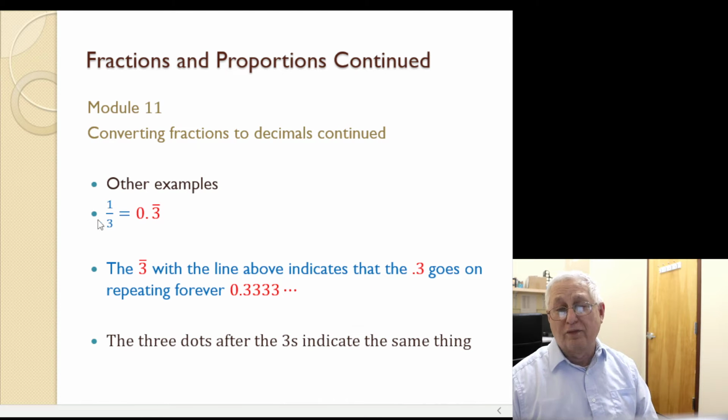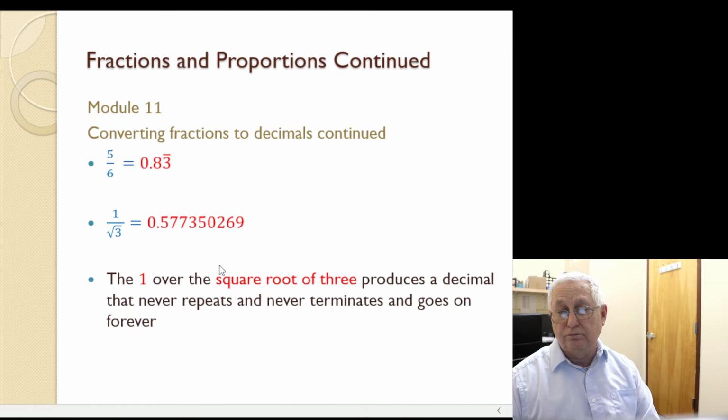Other examples: 1/3 equals 0.3 with a bar. This line over it indicates that the 3 goes on and on forever. The 3 with a line over it, bar 3, indicates that 0.3 goes on repeating forever. We can also say 0.3333..., which also means that it goes on forever. 5/6, we get 0.83. It terminates at 8, and the bar 3, the 3 goes on forever.